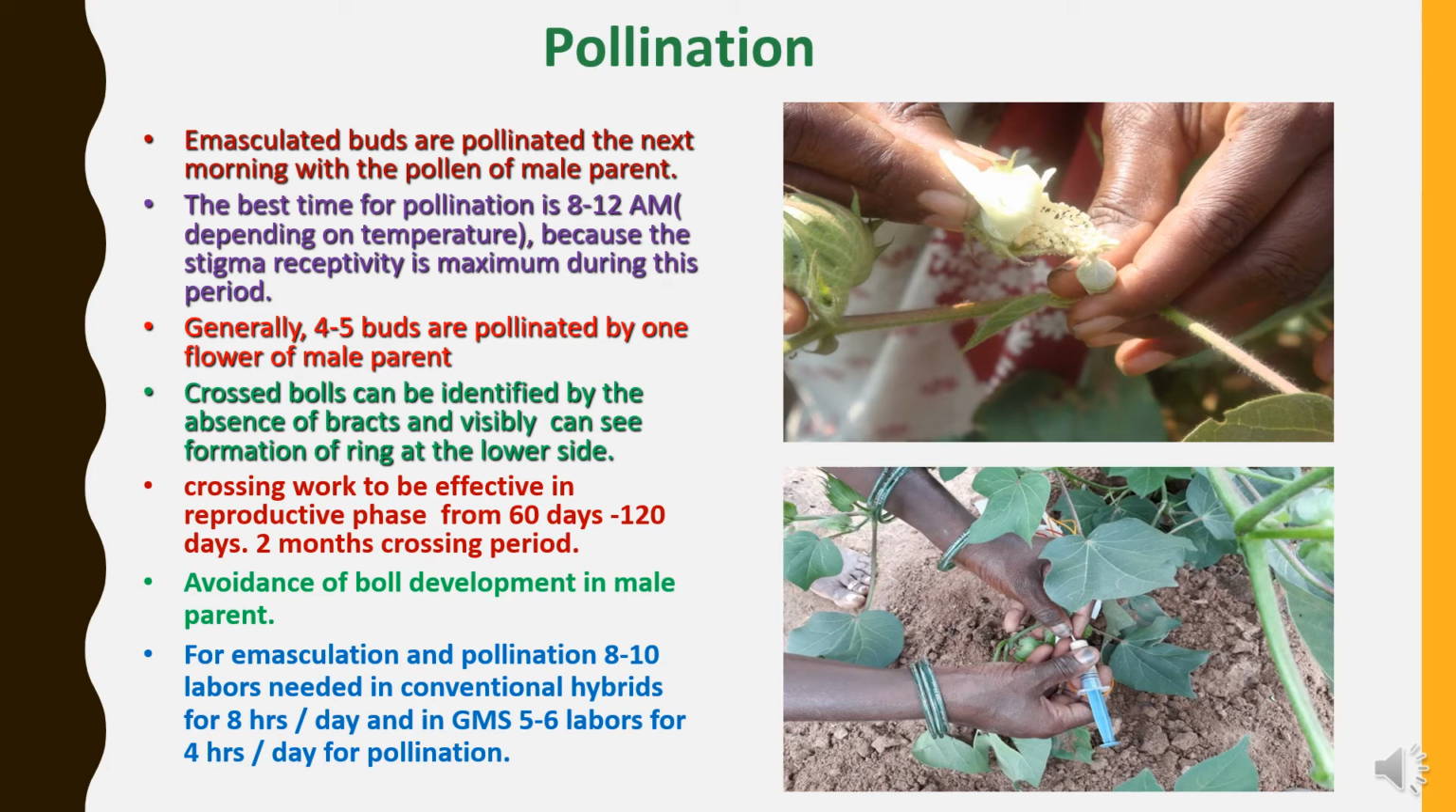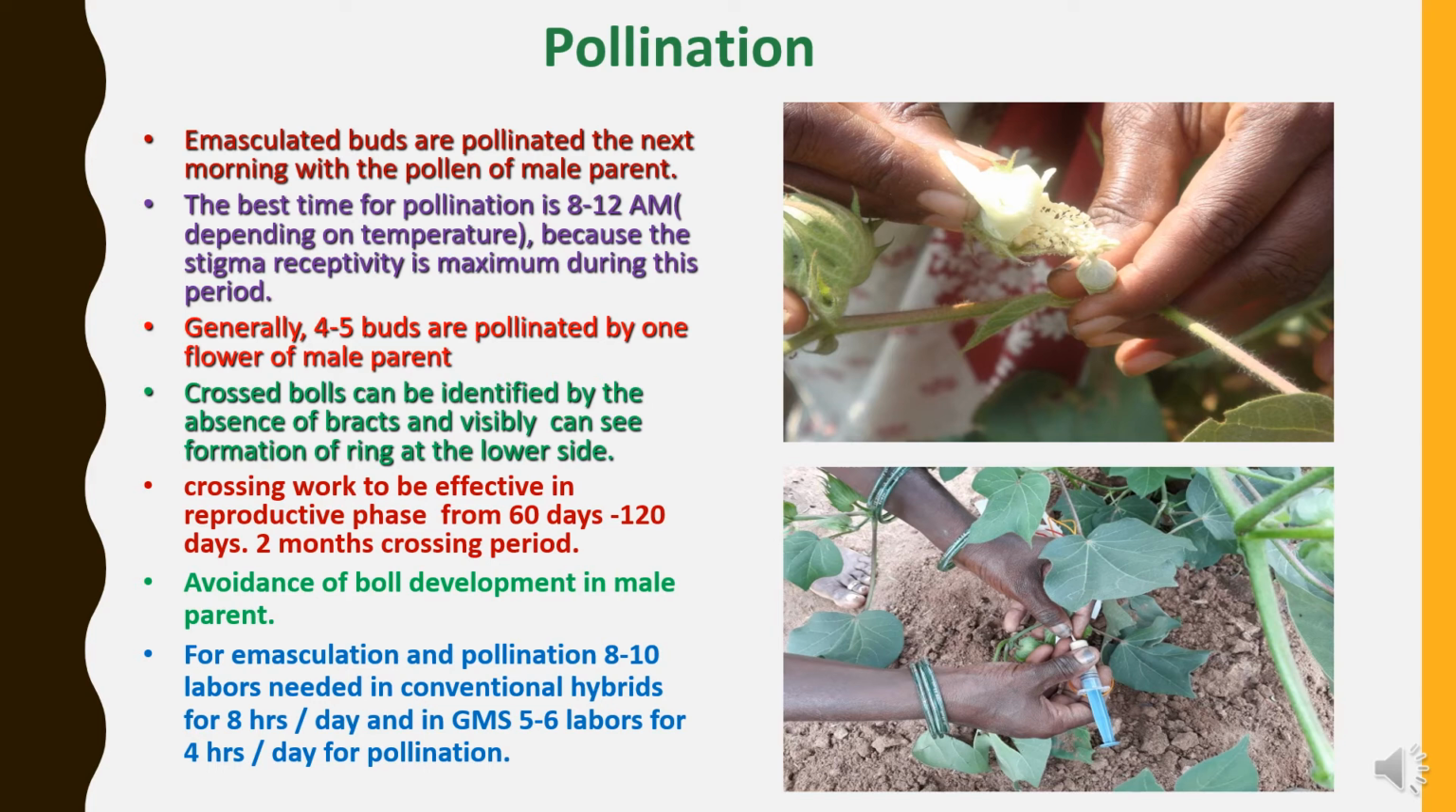Crossed balls can be identified by the absence of bracts, and one can visibly see formation of rings at the lower side. Crossing works are effective during the reproductive phase from 60 to 120 days. So the crossing period is about 2 months to get the maximum yield. And we have to avoid ball development in the male parent. If ball development is permitted, there will be a shortage of male flowers, and ultimately a shorter crossing period, which will result in less yield.